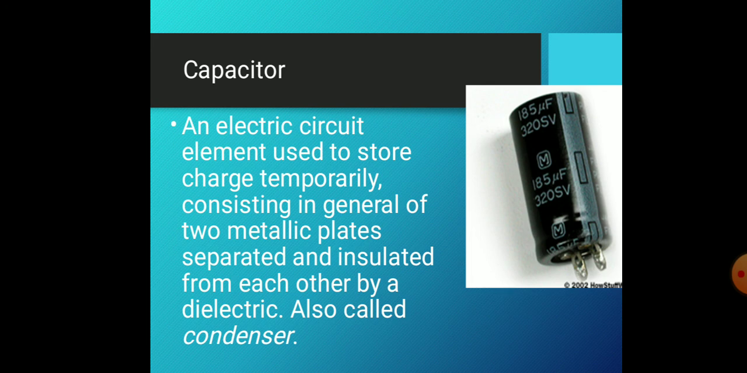So a capacitor is an electric circuit element used to store charge temporarily, consisting in general of two metallic plates separated and insulated from each other by a dielectric, also called condenser. So a capacitor is made up of two metallic plates which has a dielectric in the middle, insulated from each other by a dielectric. And sometimes a capacitor is also called a condenser.